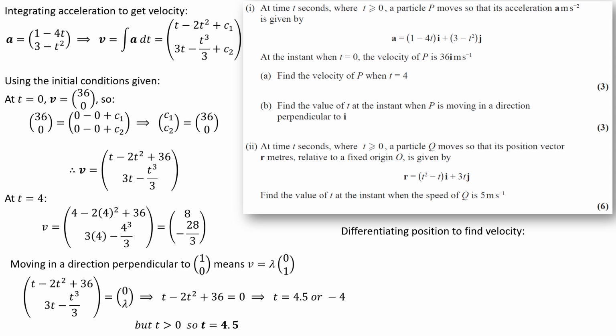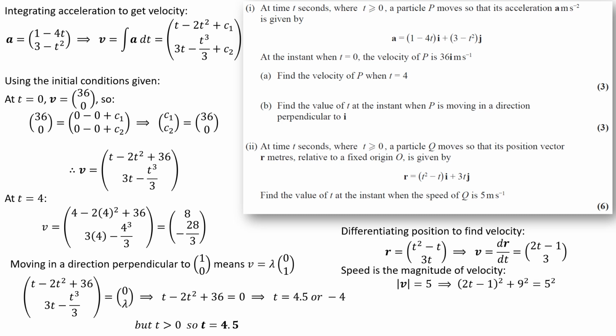We can differentiate the position that we're given to find the velocity. If the position is (t squared minus t, 3t), then we get velocity (2t minus 1, 3). And once we've got the velocity, we can find the moment when the speed is 5 by using the fact that speed is the magnitude of velocity. To get the magnitude of a vector, you square the two components, add the results together and square root. I've skipped the square rooting step because it's easier to say the square of the magnitude is equal to the square of 5, and that gives me a slightly nicer equation to solve. So I can plug that in, I get two different values for t, only one of them is valid, so t equals 2.5.